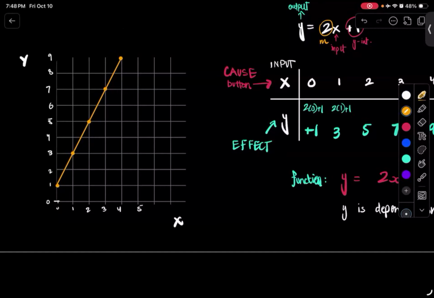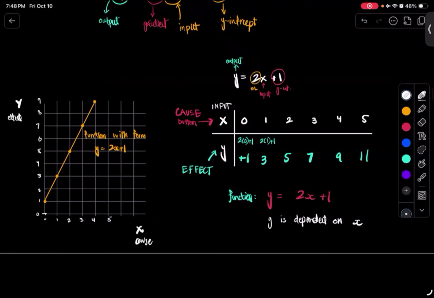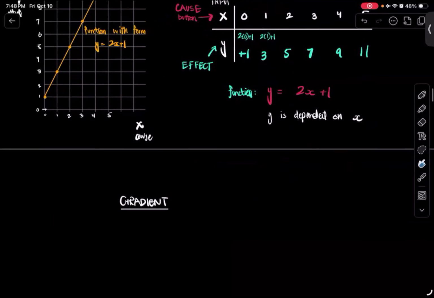And this is basically a function. This is a function with the form y is equal to 2x plus 1. Make sense? That's basically what a function is. This is just describing the relationship between my cause, which is x, and y, which is my effect. Make sense? Perfect. So far, yes? Okay.